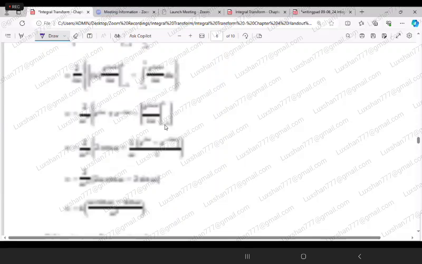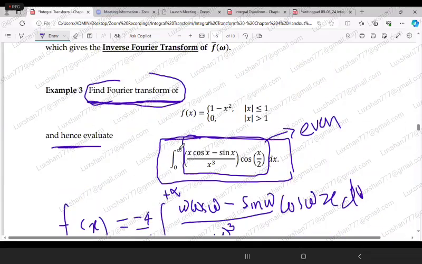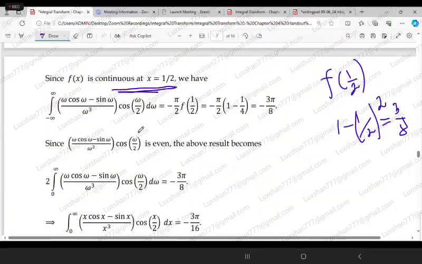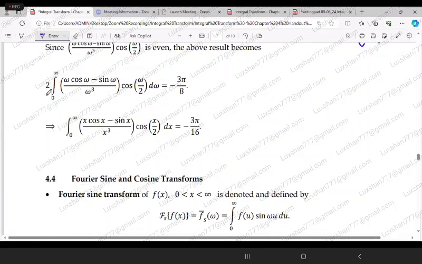Also look at the integration. Integration is 0 to infinity. But this is an even function. Therefore, what can you do now? You can change the integration to 2 times 0 to infinity. Then you can get the answer as 0 to infinity. Here the variable is omega. I'm changing the variable to x again, and then I'm getting the answer minus 3 pi by 60. So using this, we can get this answer. Do you understand this one, students?